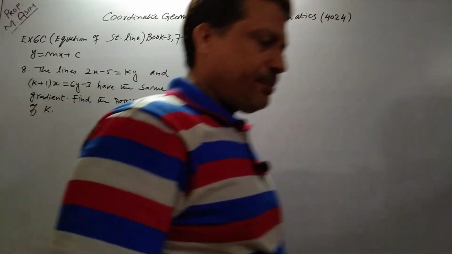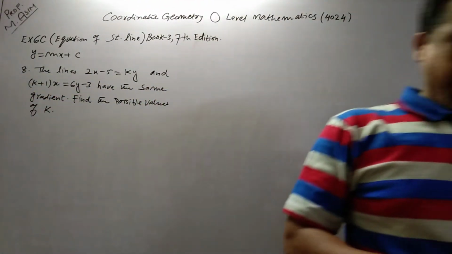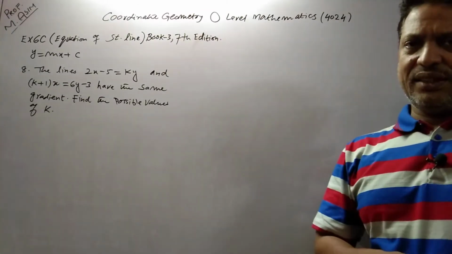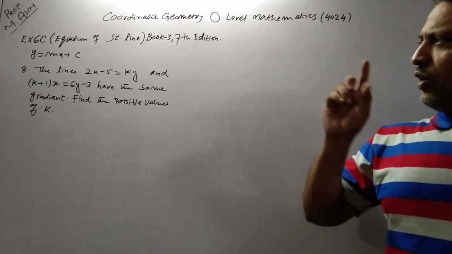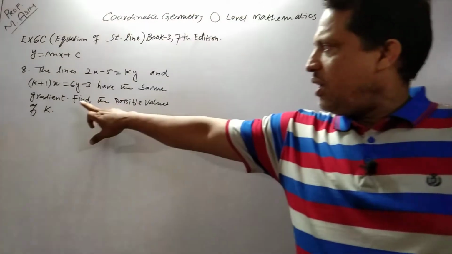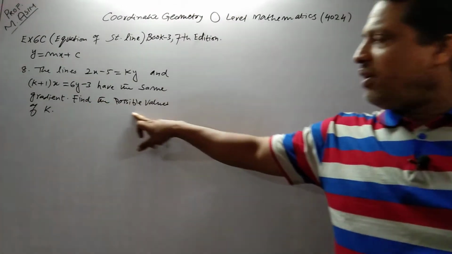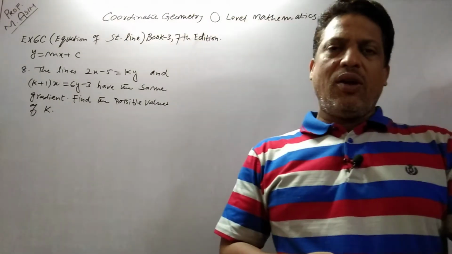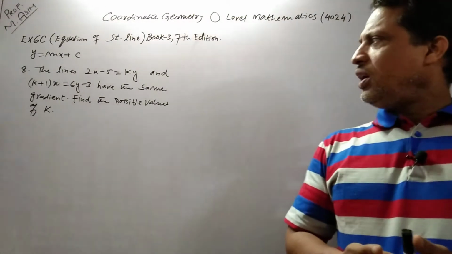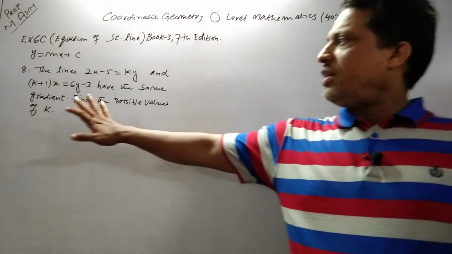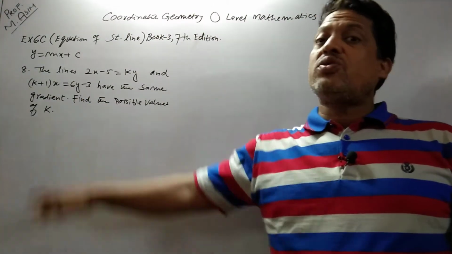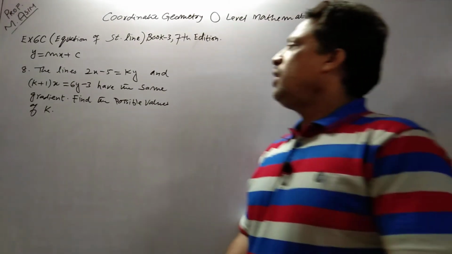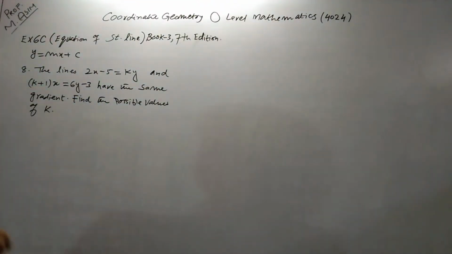Student, sometimes there is a hidden hint in the question. Look at this carefully. Find the possible values. So the word values is the plural of value. It means the values of k should be more than one, meaning 2 or more values. So this is the hint in the question.